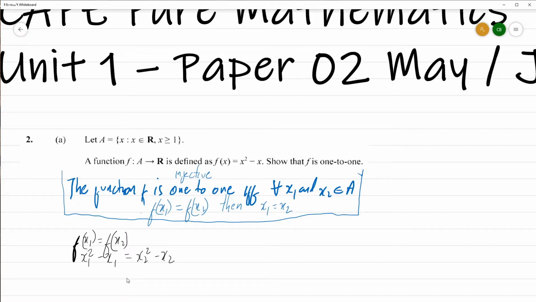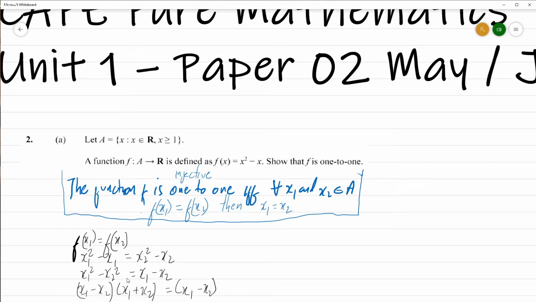So let's carry across this x2 squared to this side and bring this x1 to the other side. Let's see what we get. x1 squared minus x2 squared is equal to x1 minus x2. This is the difference of two squares, so I could rewrite this as x1 minus x2 times x1 plus x2 is equal to x1 minus x2.